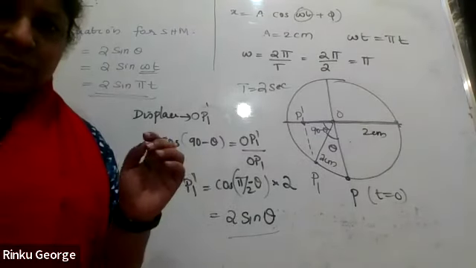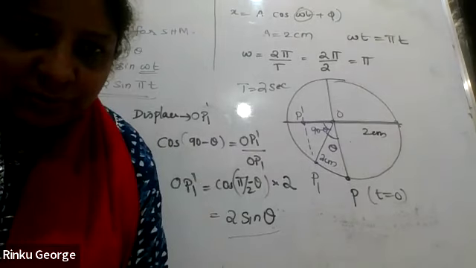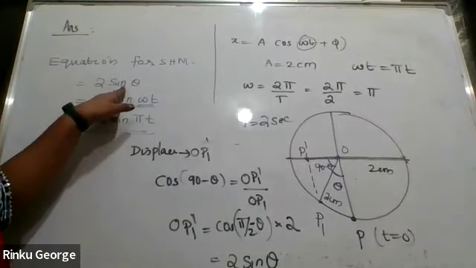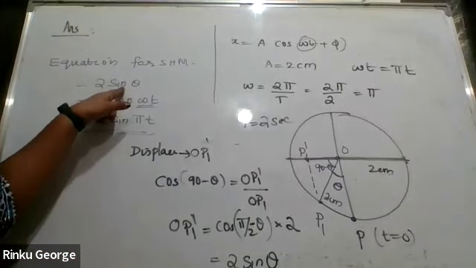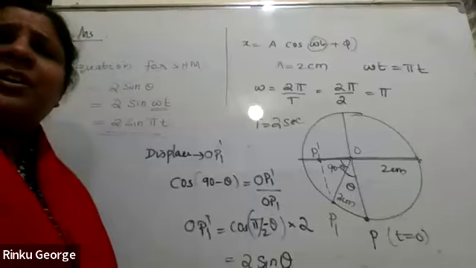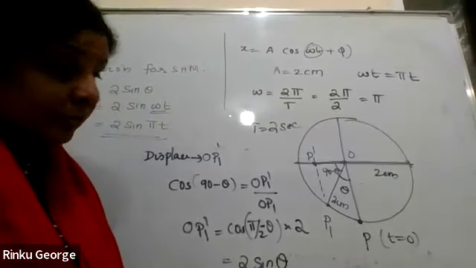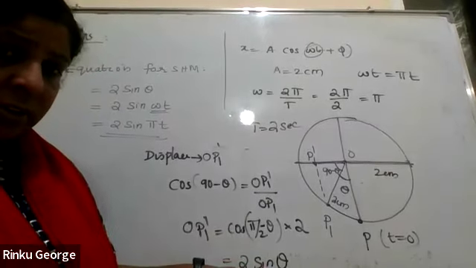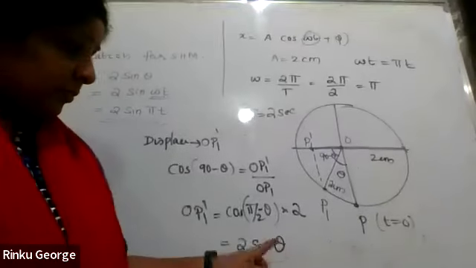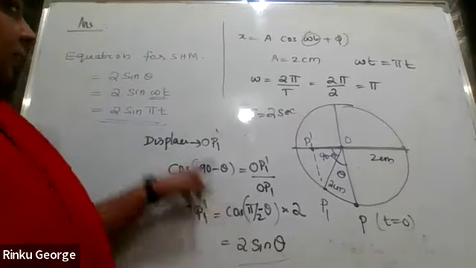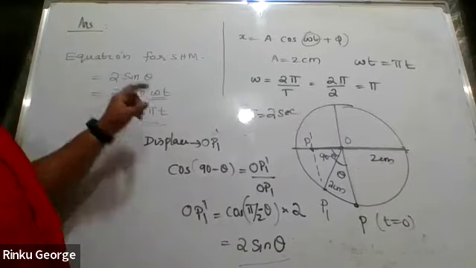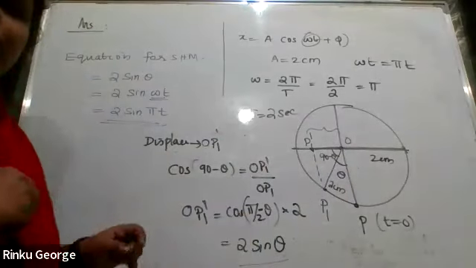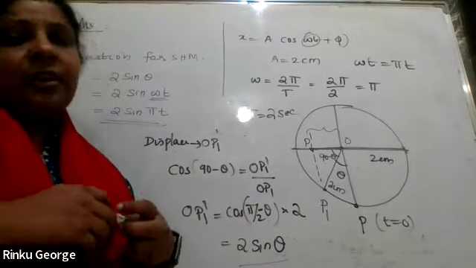Ma'am, how did we get 2 sine theta in the main equation? Where are you asking? In the main equation, 2 sine theta. This one. Can you repeat again? How did we get 2 sine theta in the main equation? This equation. This is what you are asking. Then you substituted that in the main equation. This one. No, I am finding displacement. Displacement in SHM is what I need to find. Oh, okay.